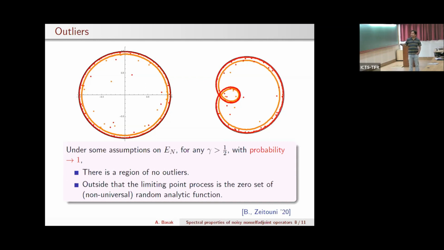Okay, and you can prove that there is a limiting point process which governs the law of these outliers. And here this limit does not depend on gamma, but it does depend on the distribution of the entries of N, of the noise that you put.